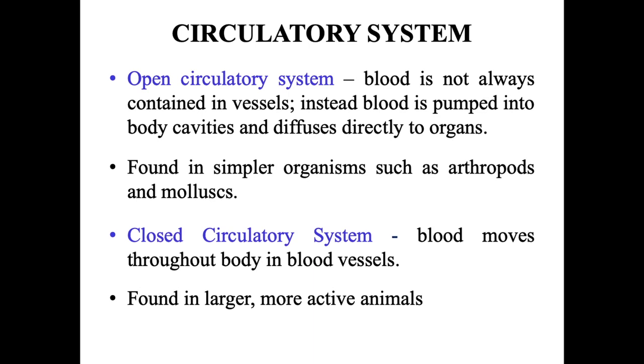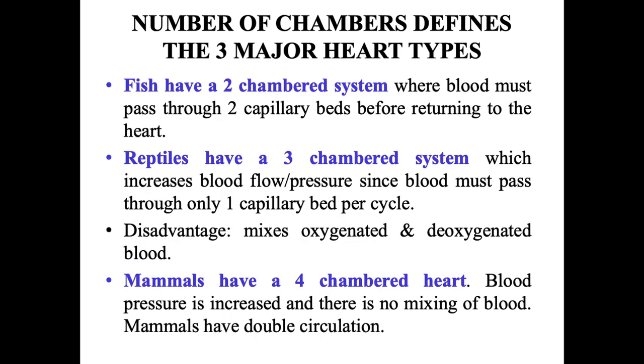The closed circulatory system. In the closed circulatory system, the blood moves throughout the body in blood vessels like the arteries and veins that we have in human beings. The number of chambers defines the three major heart types. Fish have a two-chambered system, reptiles have a three-chambered system, and mammals have a four-chambered system.